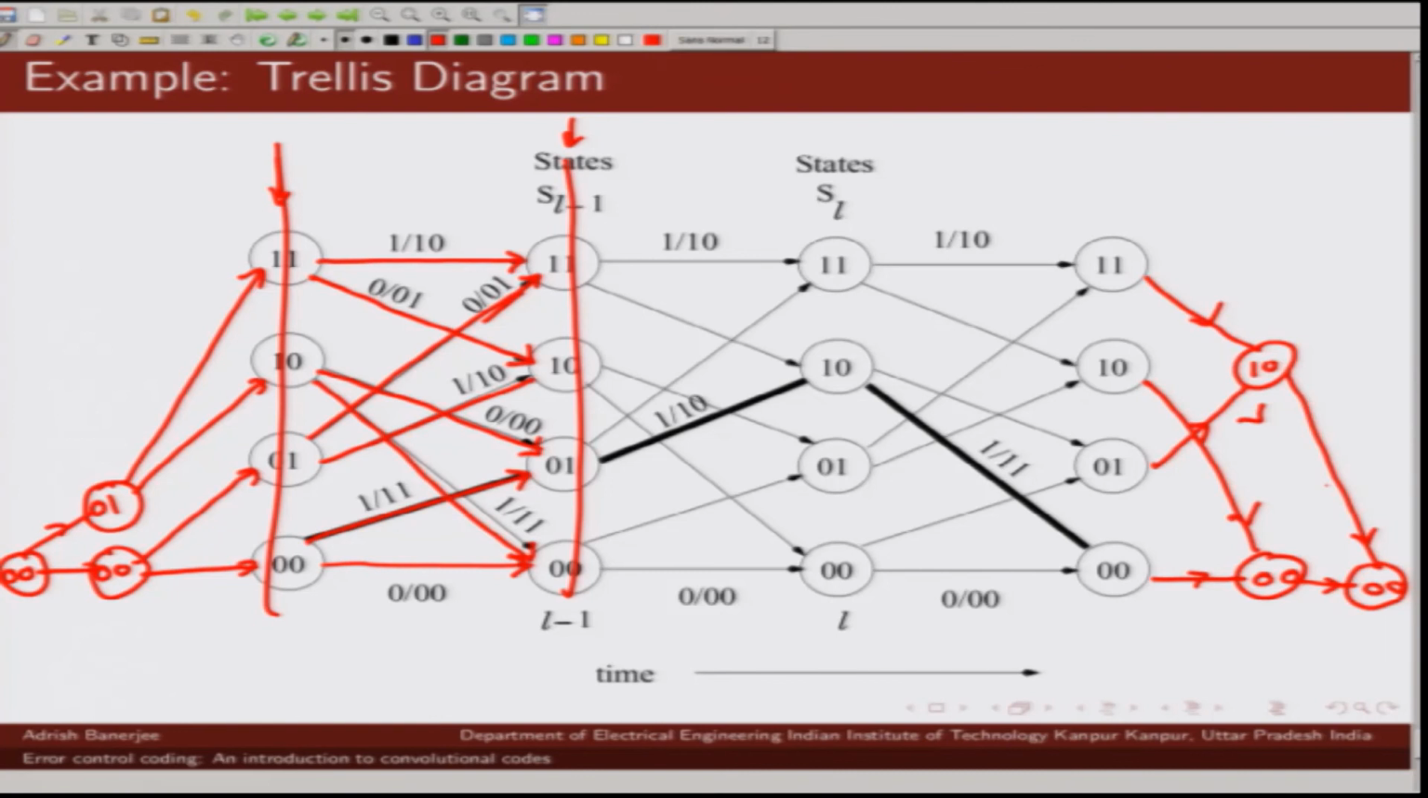That I can see in the trellis diagram. With this, I will end my discussion on state diagram and trellis diagram. Thank you.